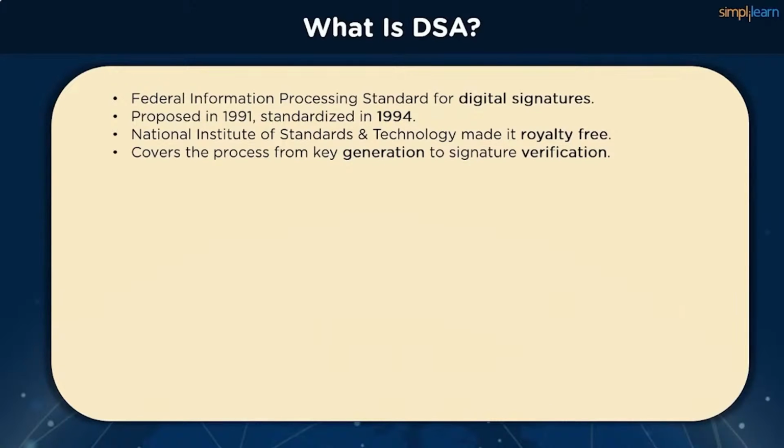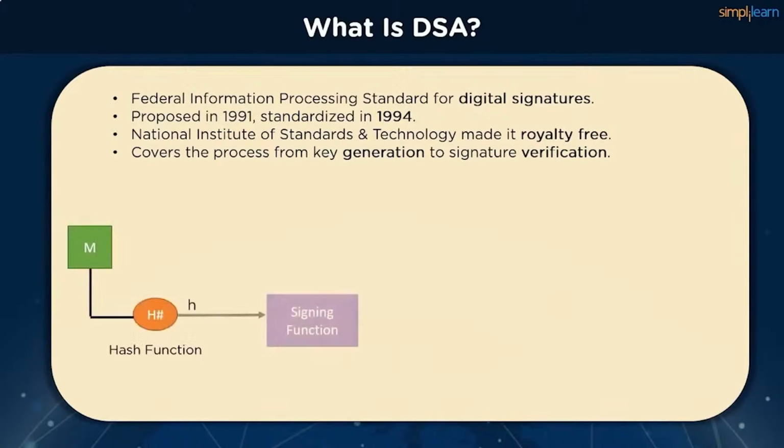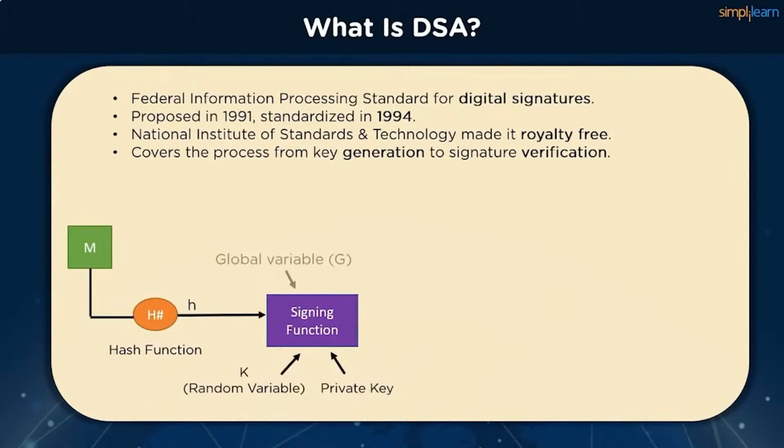DSA also provides three benefits, which are message authentication, integrity verification, and non-repudiation. In the image, we can see the entire process of DSA validation. A plaintext message is passed on to a hash function where the digest is generated, which is passed on to a signing function. The signing function also has other parameters like a global variable G, a random variable K, and the private key of the sender.